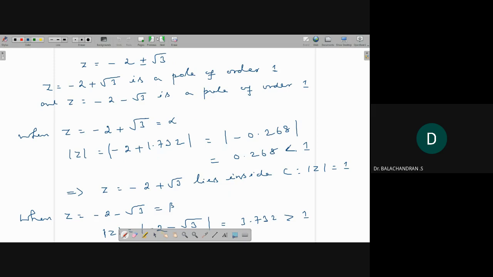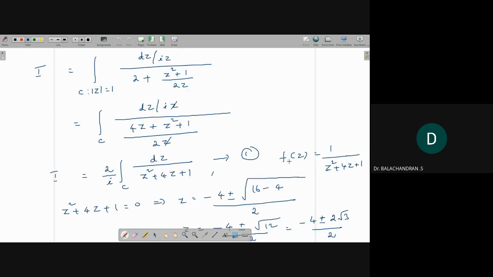Now, using the Cauchy residue theorem, some of the students will make a mistake. They forget this 2 by i. So they only take the integral over C, dz by z square plus 4z plus 1, and then say that it is equal to 2 pi i into the sum of the residues. They don't write the 2 by i, so finally they make the mistake. You should be very careful and include this 2 by i.